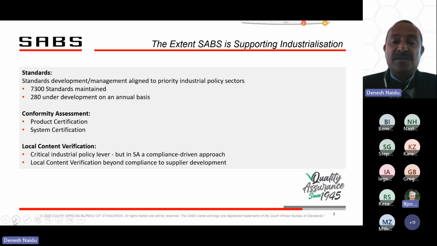The other core area is conformity assessments, which is our product certification, where the SABS mark of approval is given to various products. Another area is system certification, covering things like ISO 9001 and the ISO suite of standards. Local content as a division falls within the conformity assessment area. The last part is the work we're doing in the localization space, where we're striving to move beyond just compliance to supply development.